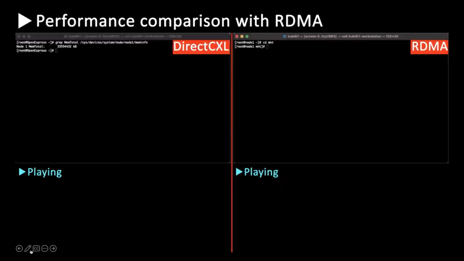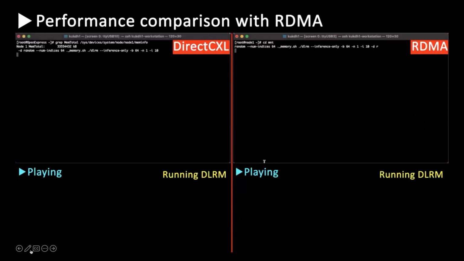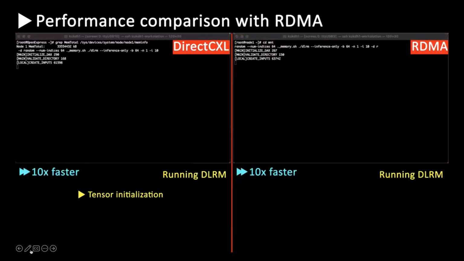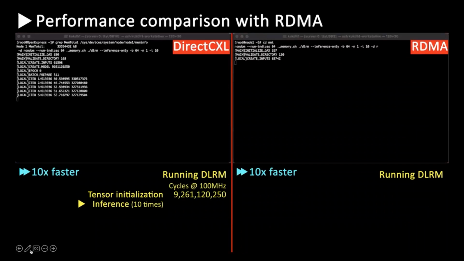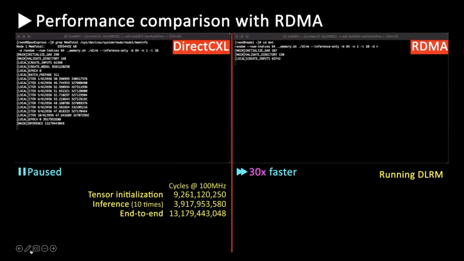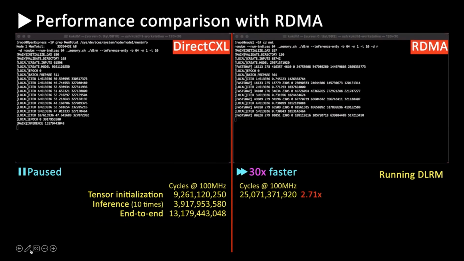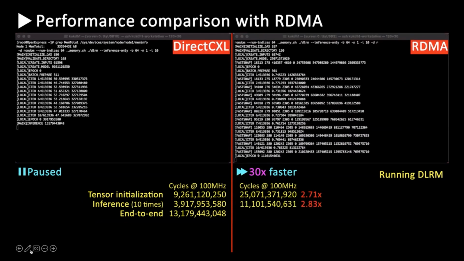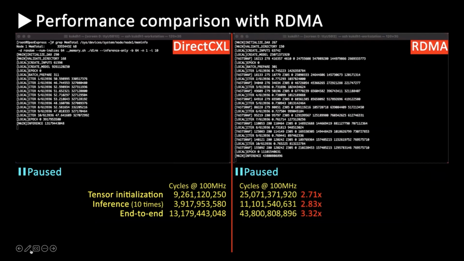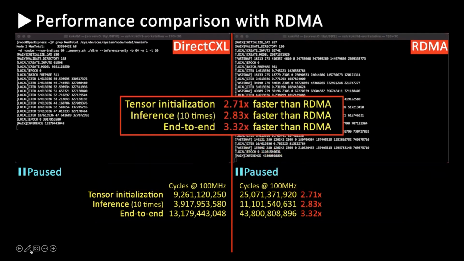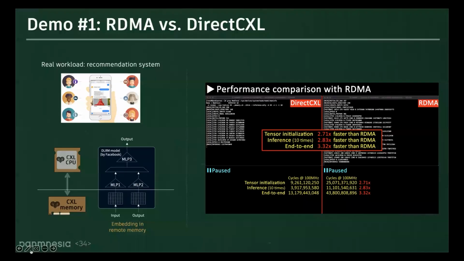We ran our DLRM workload and compared the execution time of each step. In the tensor initialization phase, we filled the embedding table with random values. In the inference phase, we performed 10 inferences. Direct CXL was 2.8 times faster than RDMA in the inference phase and 3.3 times faster end-to-end.